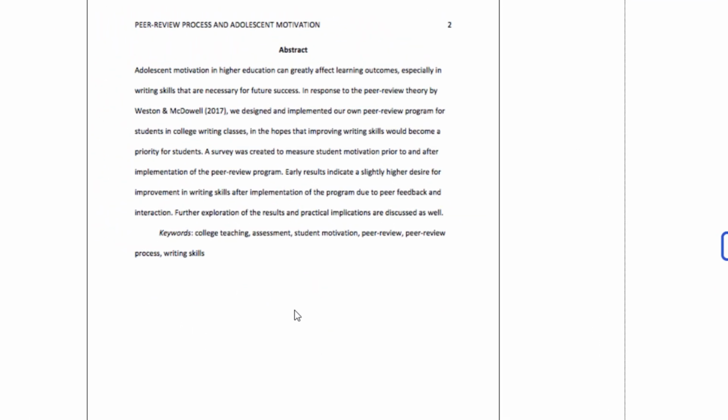Here underneath, and you can pause the video, you can see an example of an abstract and how it is written and the amount of information that's in it. Again, don't worry about the content of this. Notice that the sentences are short and that it is a summary. It doesn't evaluate, it doesn't add any new information. That's all you need in your abstract.